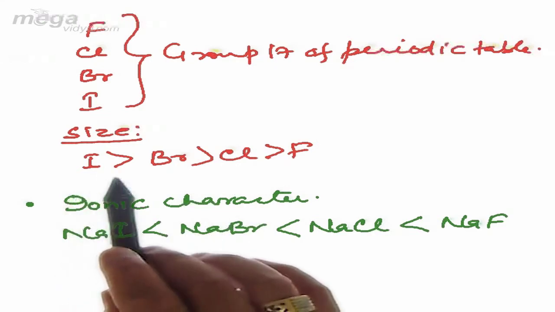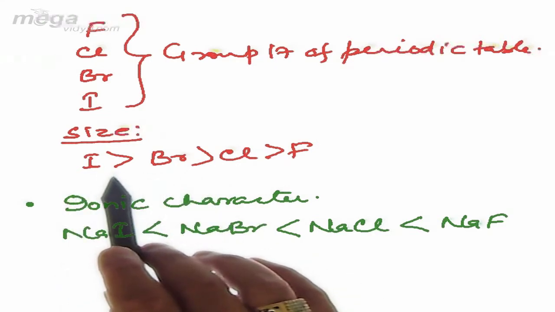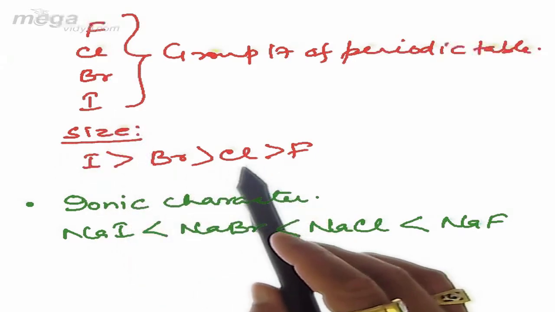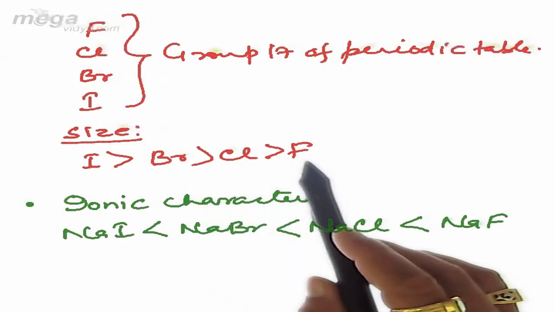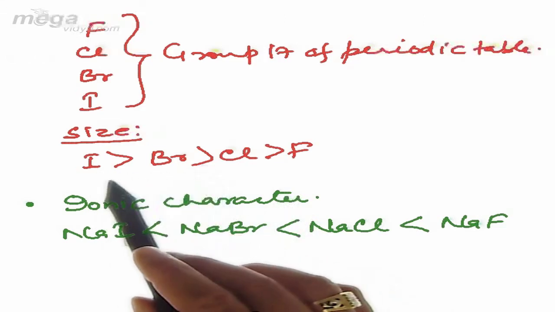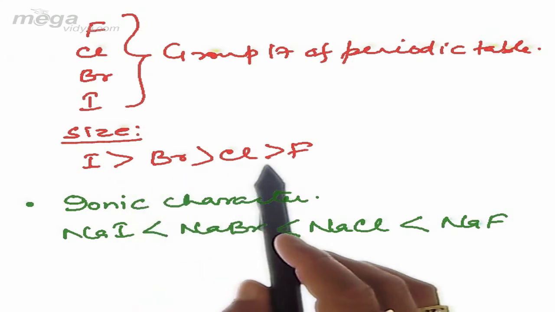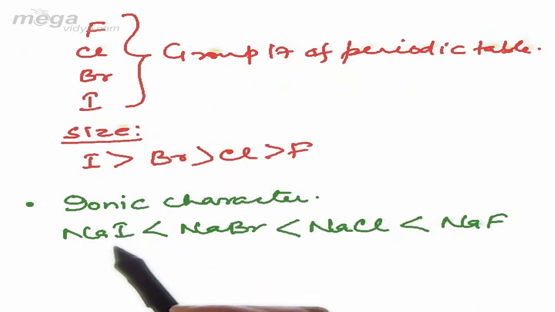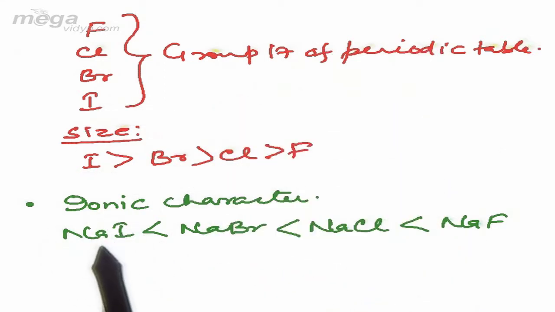So once we compare the size, we find that iodine has the maximum size as it is at the bottom of group 17. Smaller than it, we have bromine. Chlorine will be smaller than bromine and fluorine will be the least. Now as we have already studied, as the size of the anion increases, there will be a decrease in the ionic character and an increase in the covalent character. So iodine being the largest among these 4 elements, we can conclude that sodium iodide will have the least ionic character and the maximum covalent character, whereas fluorine being the smallest will have the least extent of polarization and hence NaF will be the most ionic and the least covalent.